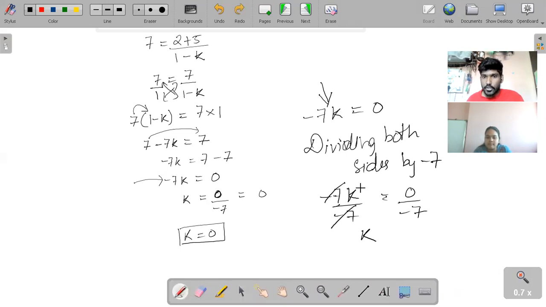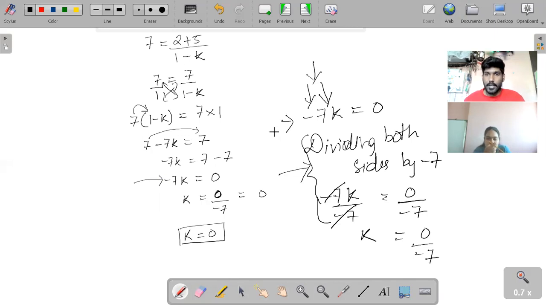In order to save this step, such a big step, what we are doing is, since this is in multiplication here, when you take it on the other side, it goes into the denominator, so it becomes division. So this becomes k is equal to 0 upon minus 7. There is no need to change the sign because it is in multiplication. So when a number is in multiplication on one side and you take it to the other side, you do not change the sign, keep the sign as it is, and it becomes a division on the other side.